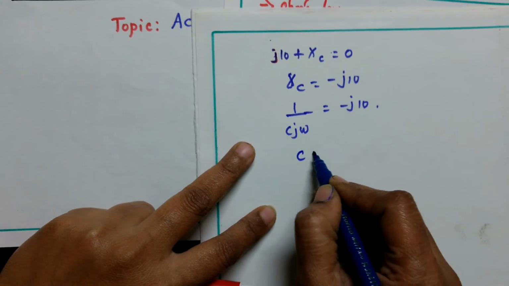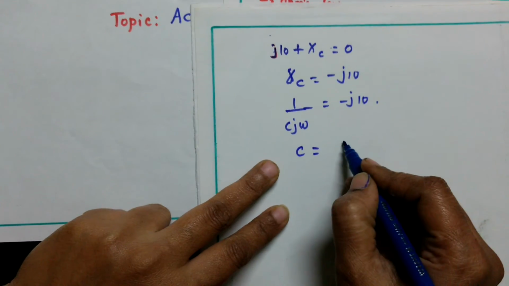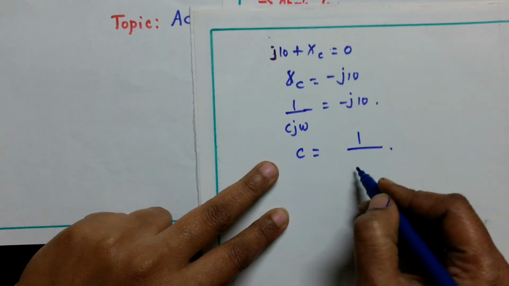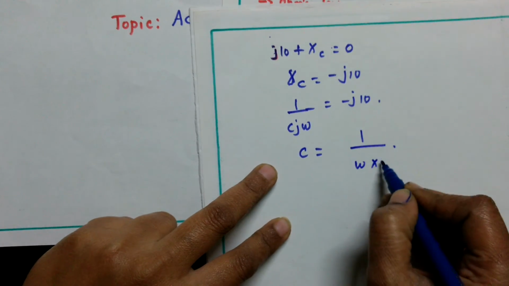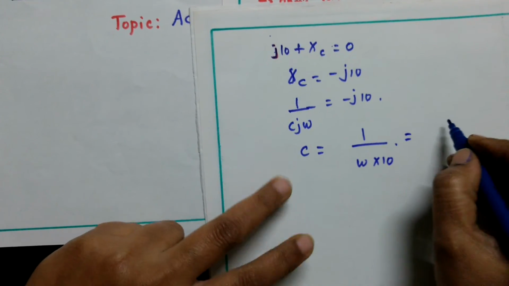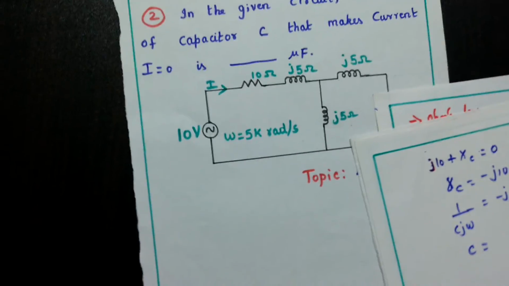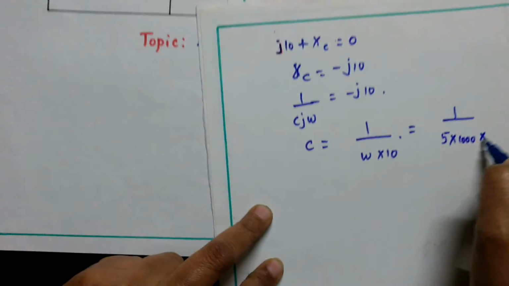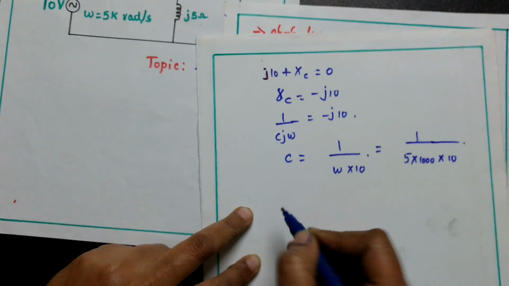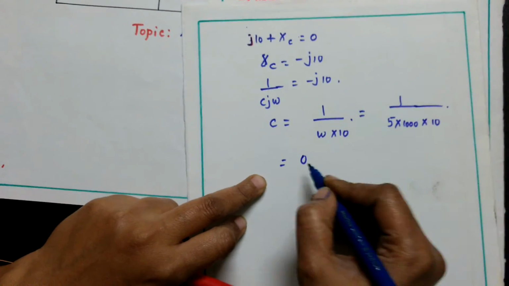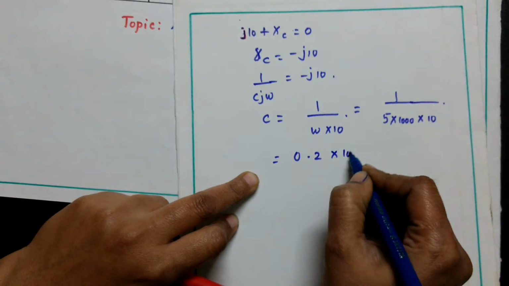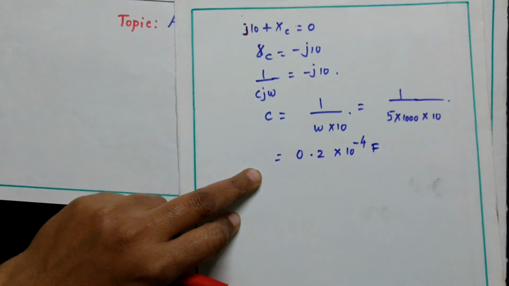So therefore capacitance C equal to 1 by omega into 10. Omega is given as 5k radian per second. So 5 into 1000 into 10. So that is equal to, 1 by 5 is 0.2, so 0.2 into 10 power minus 4 farad.